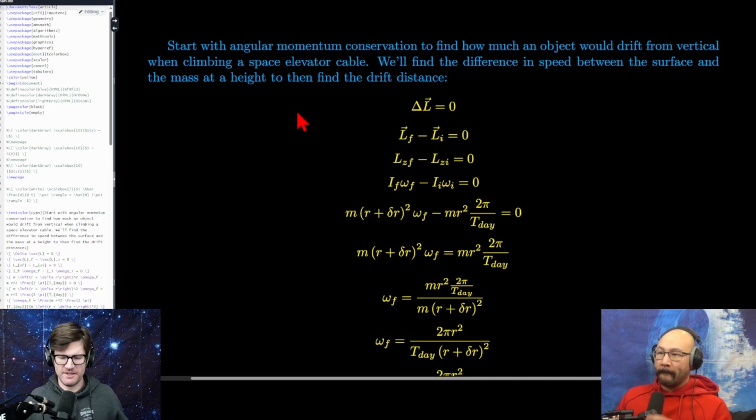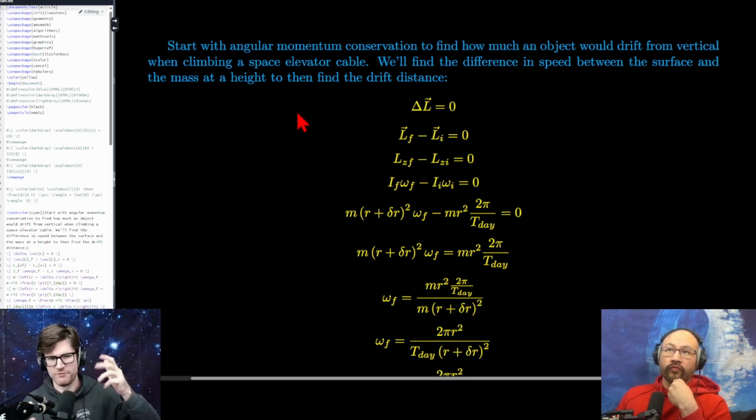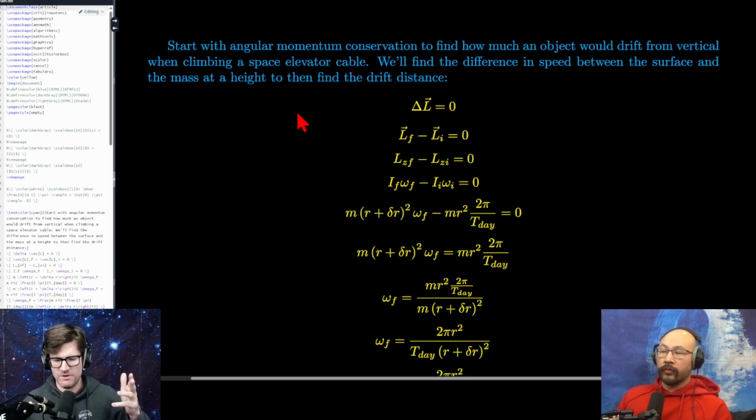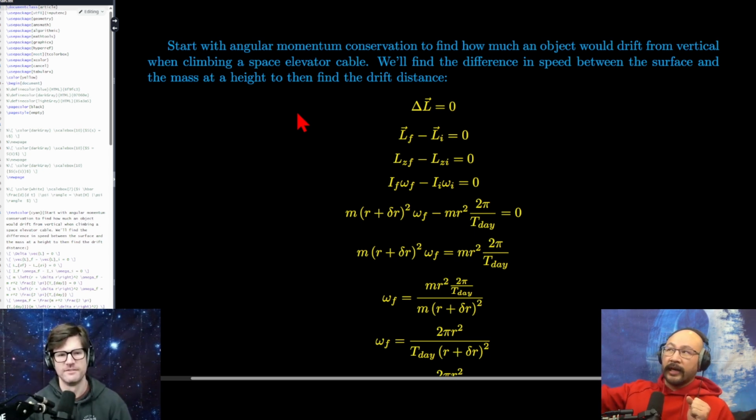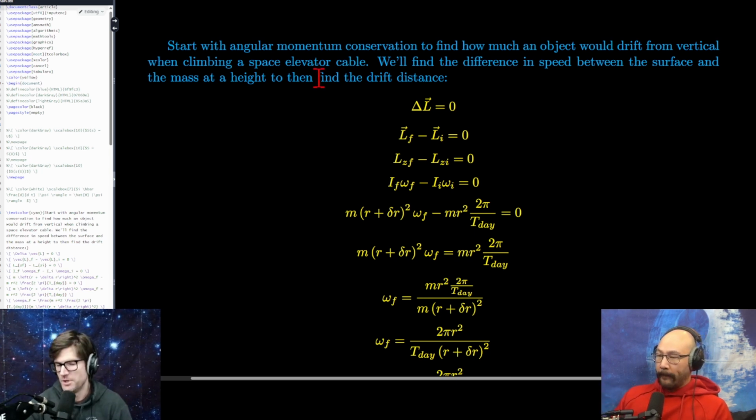So we're going to assume, and I don't know if this is a good assumption, but I think it is, that the payload going up is essentially a free body. So we're going to use conservation of angular momentum to see how much the payload changes its angular speed, which would then become a drift toward the west, because its angular speed decreased. It's kind of like a figure skater with arms in versus arms out: you're extending the mass out, and so you slow down when you get further out.